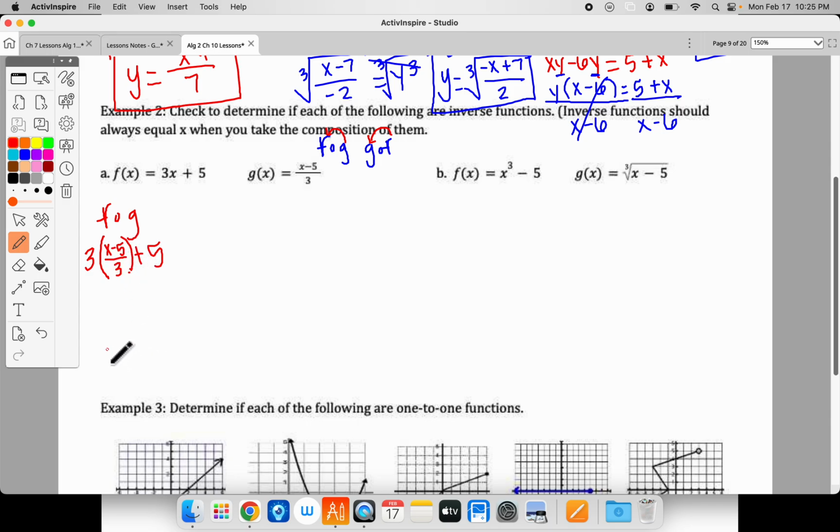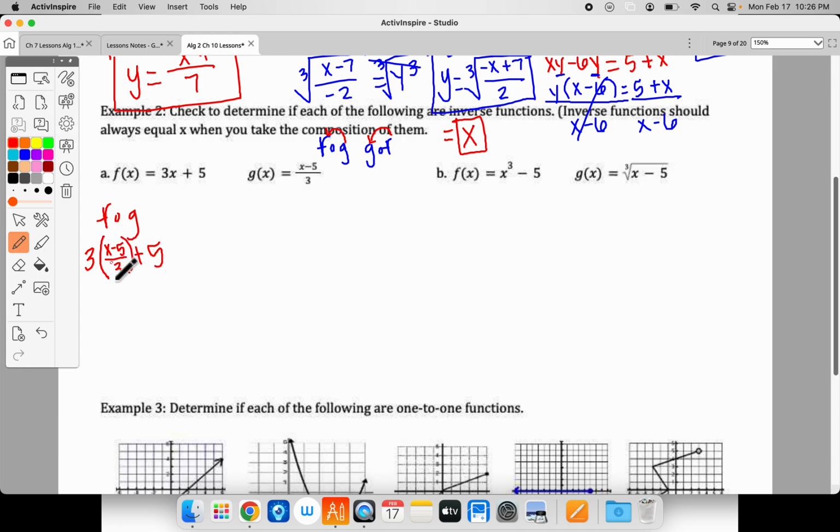And then we just multiply. If they are inverses, their solution must equal x, and only x. It can't be x squared, it can't be x plus 1, it can't be 3x. It has to just be x, and it has to work for f of g and g of f, for both compositions.